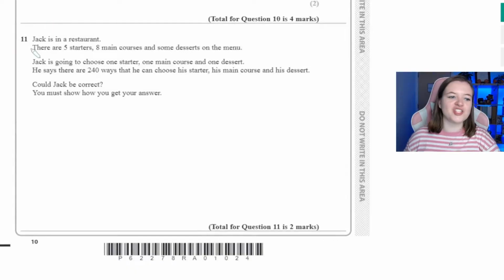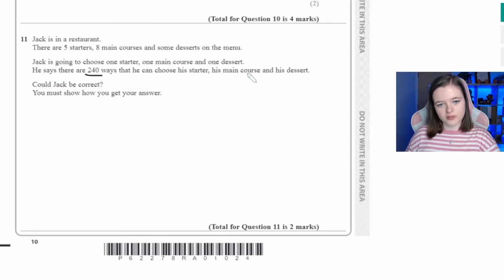Question 11. Jack is in a restaurant. There are 5 starters, 8 main courses, and some desserts on the menu. Jack is going to choose 1 starter, 1 main course, and 1 dessert. He says there are 240 ways he can choose his starter, his main course, and his dessert. Could Jack be correct? You must share how you get your answer.